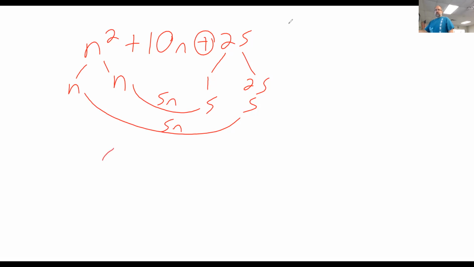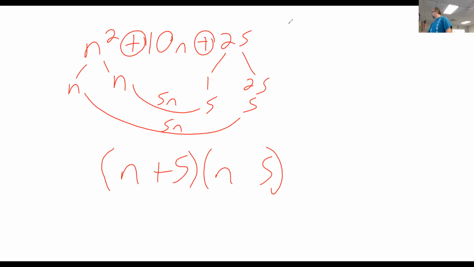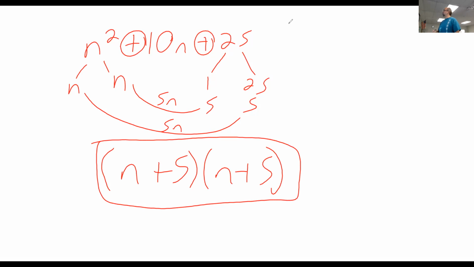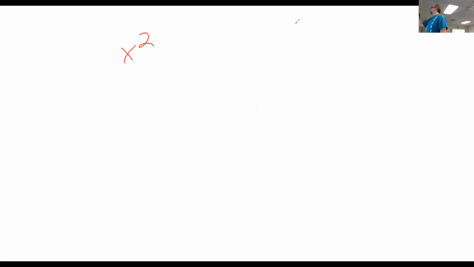Then, if the first sign is positive, that means both the terms are going to be positive. So we know it's going to have n and 5, and n and 5. Okay? If the first sign is positive, they both are positive, and that's it. Then we're done with that one, and that was your answer, because 5n plus 5n gives us 10n. Excellent. Next example for us, x squared minus 9x plus 20.